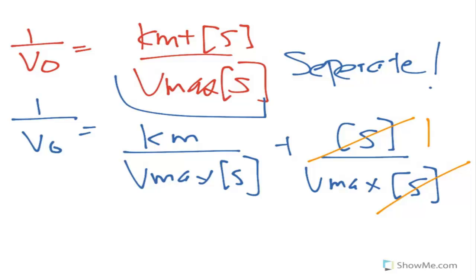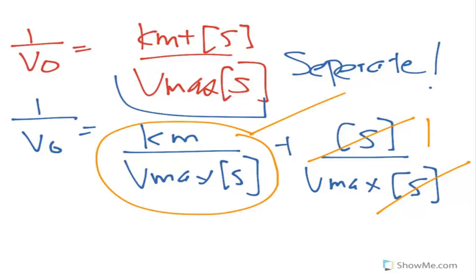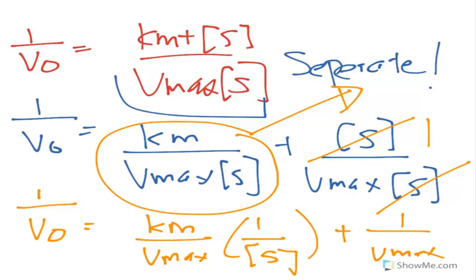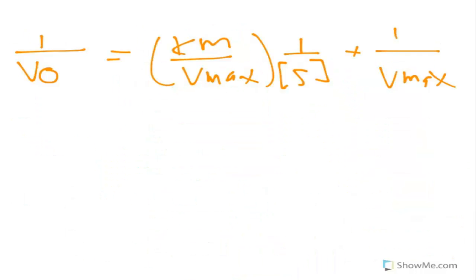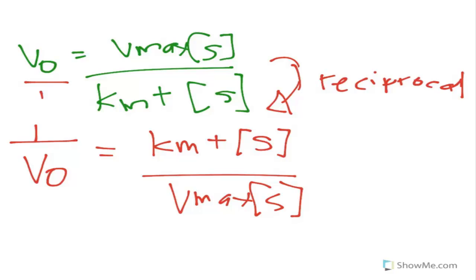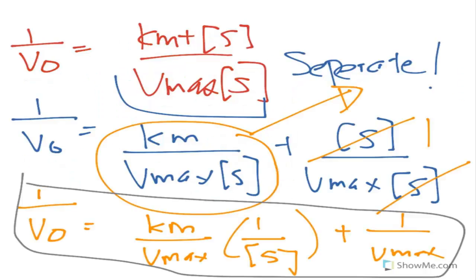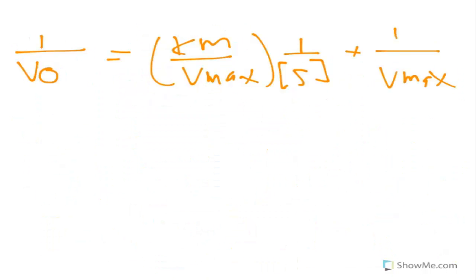And then after that, for this part, we separate it. So how do we do that? This still remains 1 over V0. Km over Vmax is multiplied by 1 over S, plus 1 over Vmax. And guess what? This is the equation. That's it. You got to derive the equation. Don't believe me? This is the equation I showed you earlier, this whole thing. You just learned how to derive it right here. There you go. This is your Lineweaver-Burk plot.